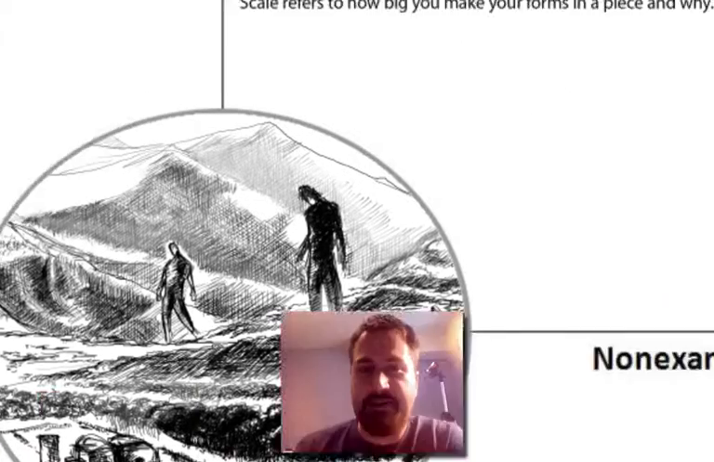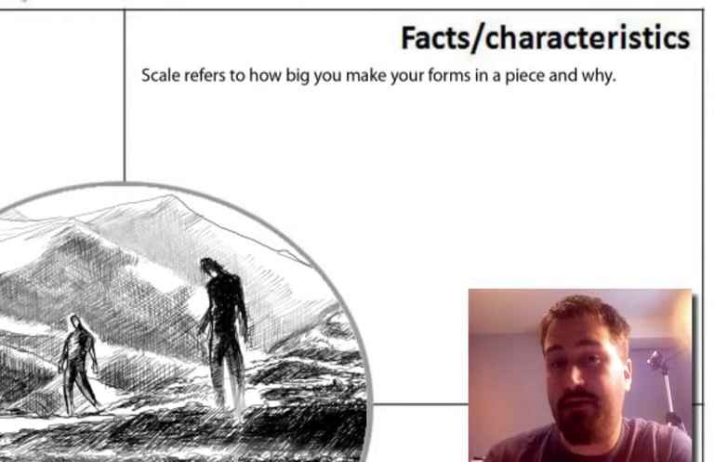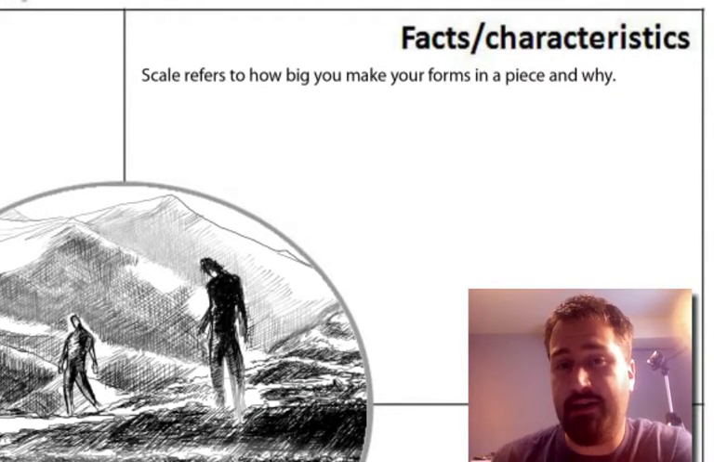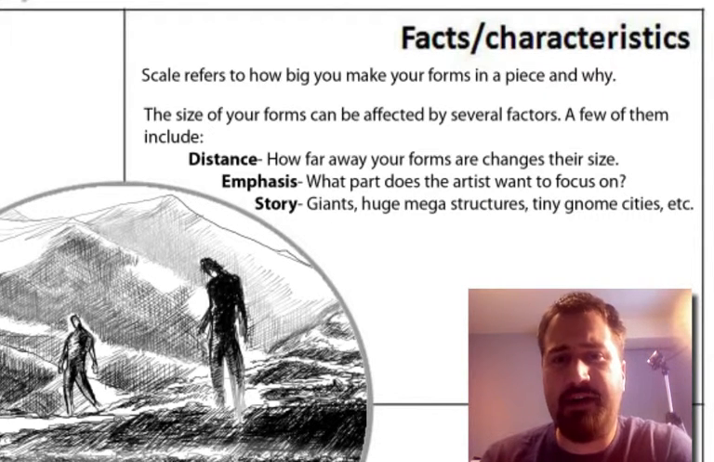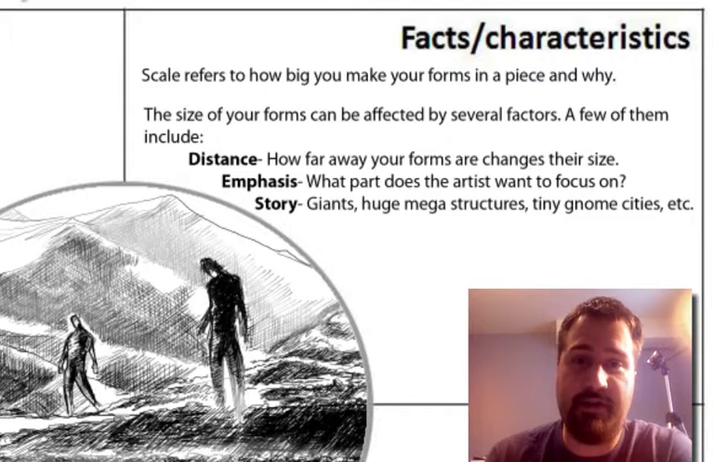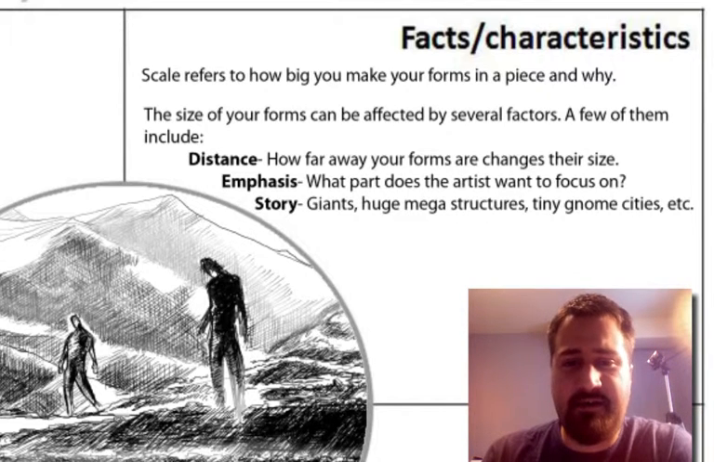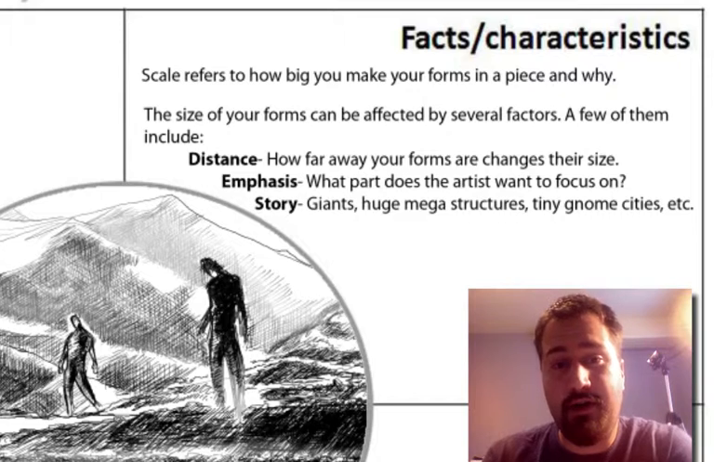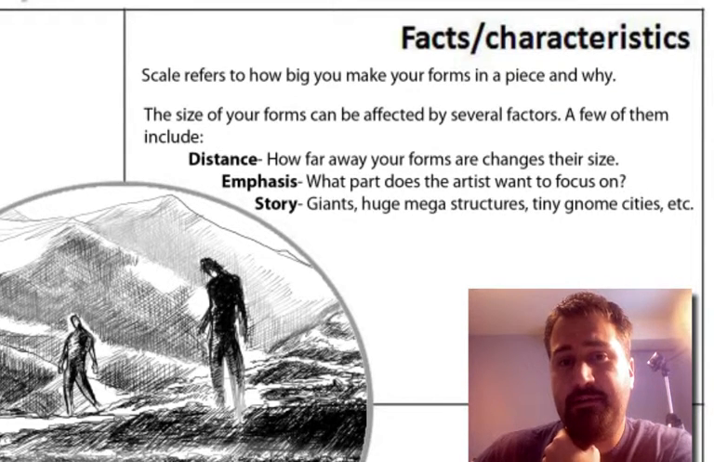That is scale. Scale refers to how big you make your forms within a piece, and not only how big to make them, but why you make them that big. Here are 3 reasons why scale affects your piece, and why you would make certain things small and certain things big. It can be affected by several factors, 3 of which are distance. You've learned that in perspective. The further away forms are to you, the smaller they are. Likewise, the closer that same form is to you, the larger it would be in your piece.